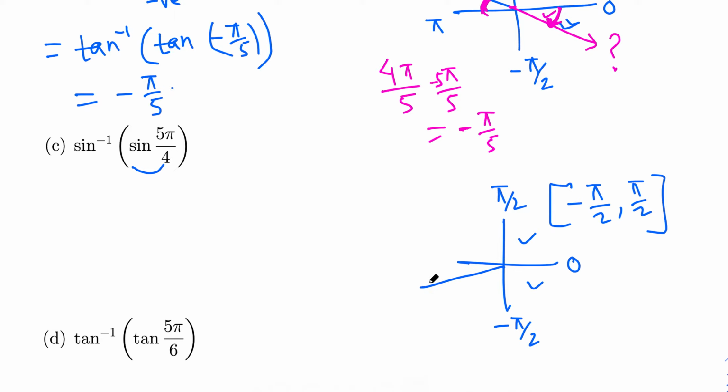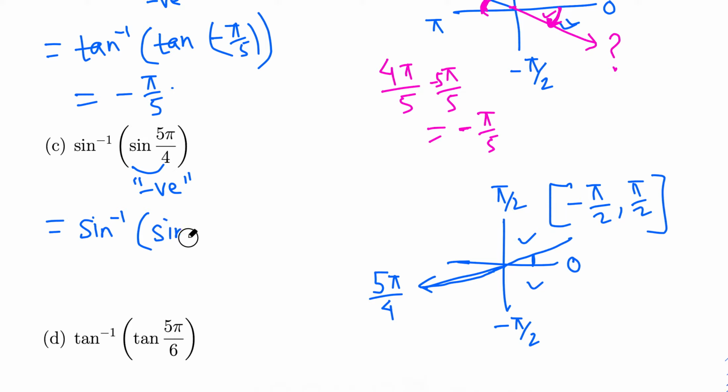So here, okay, pi over 4. So if we extend, we want to get this angle, and here this is negative, by the way. Okay, that's negative value. So when we write, that should be sine inverse of sine negative of this angle. Okay, and pi over 4, this is pi.